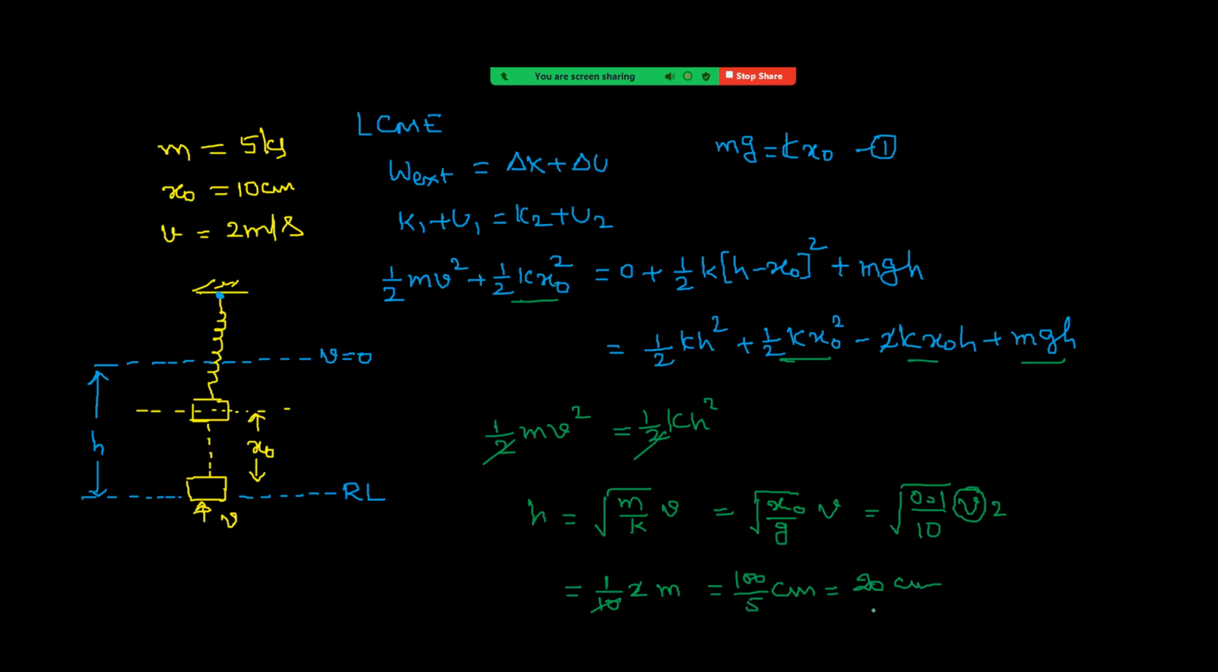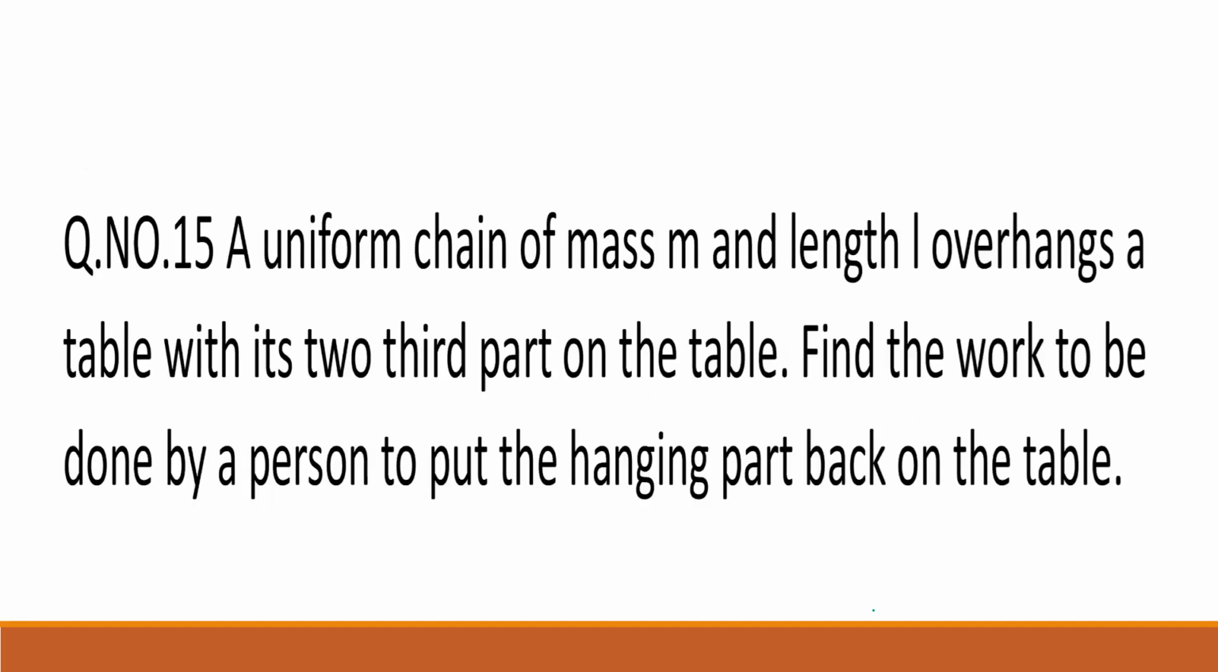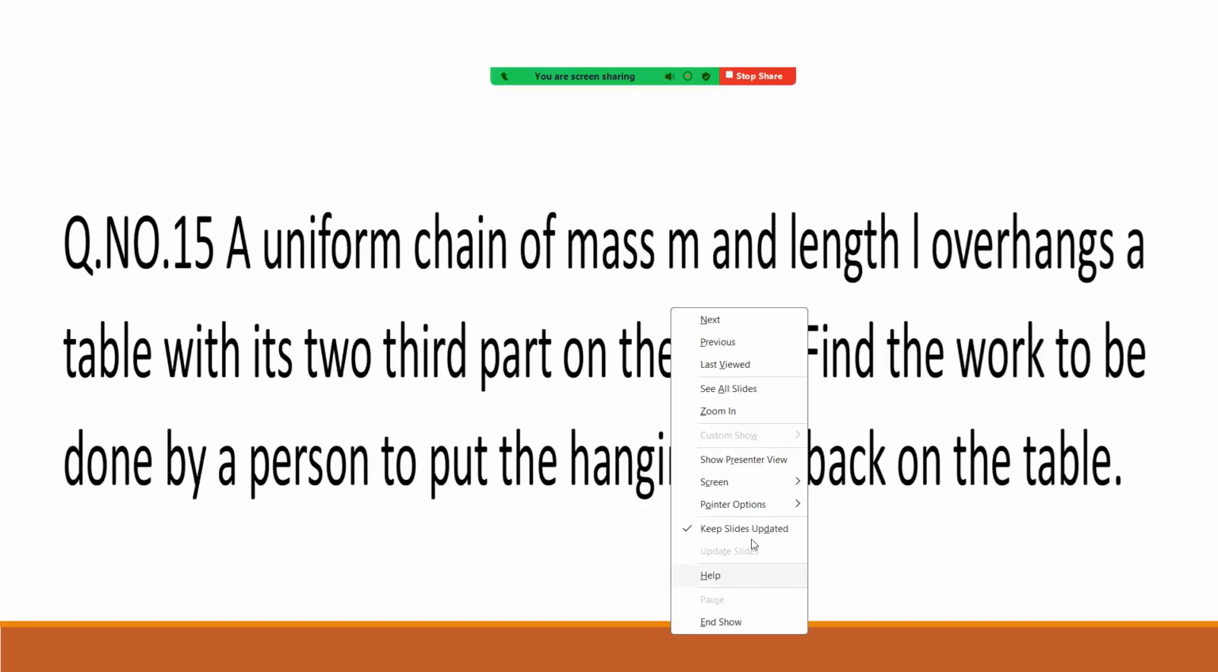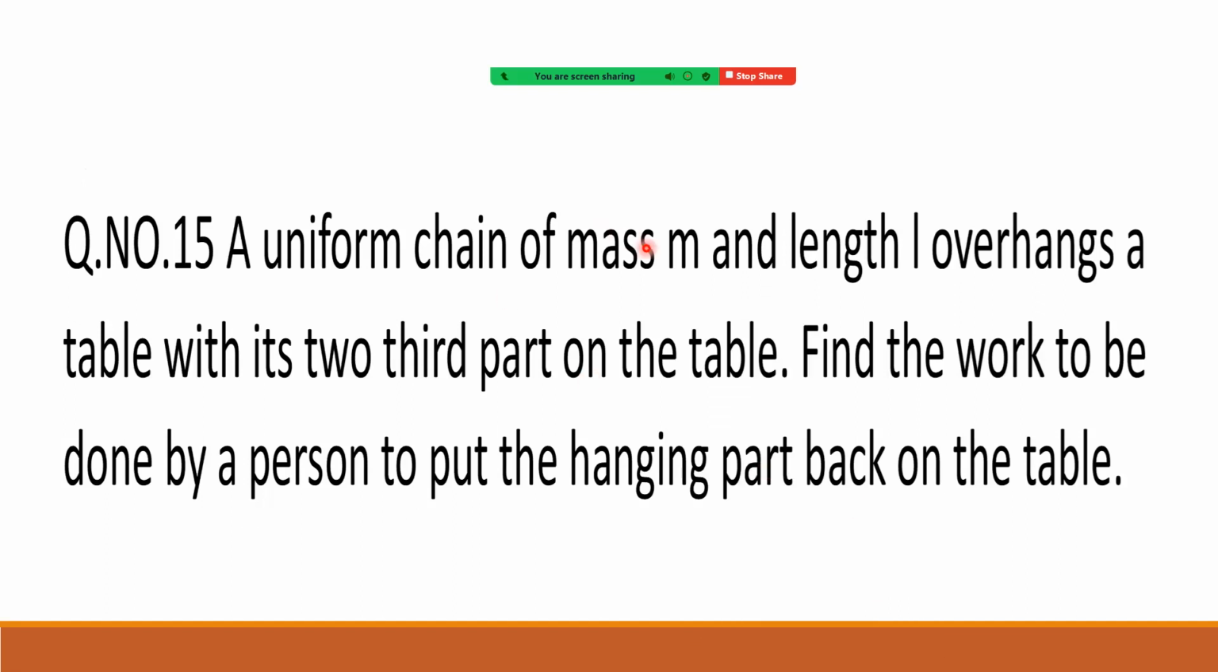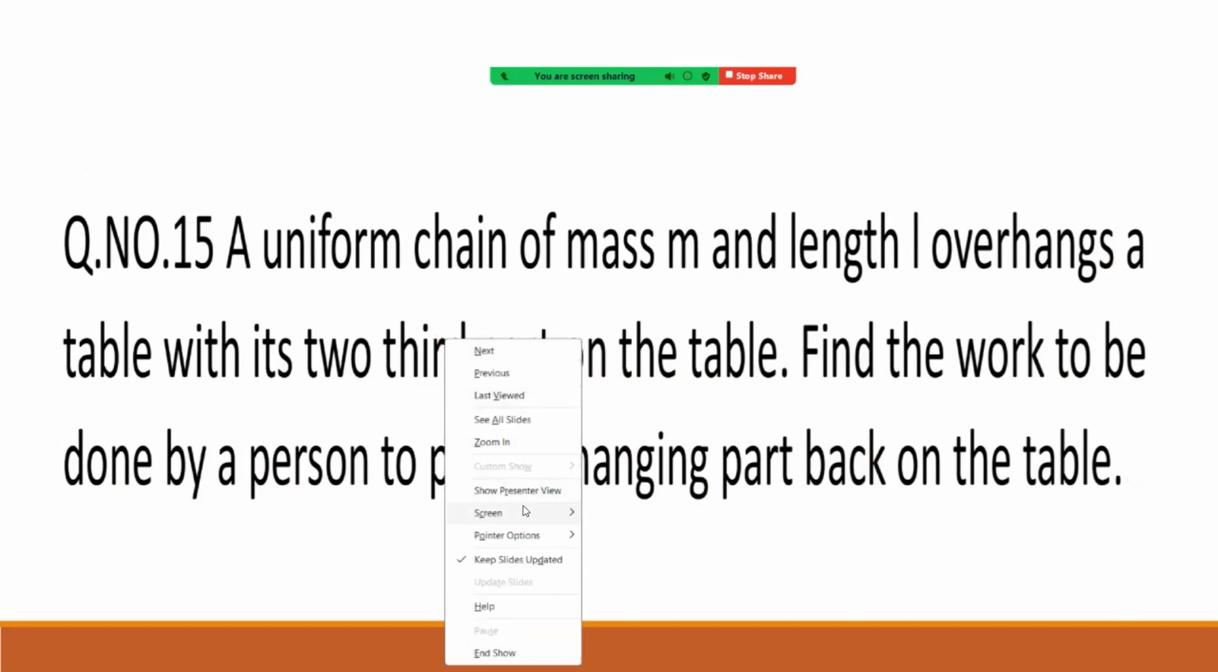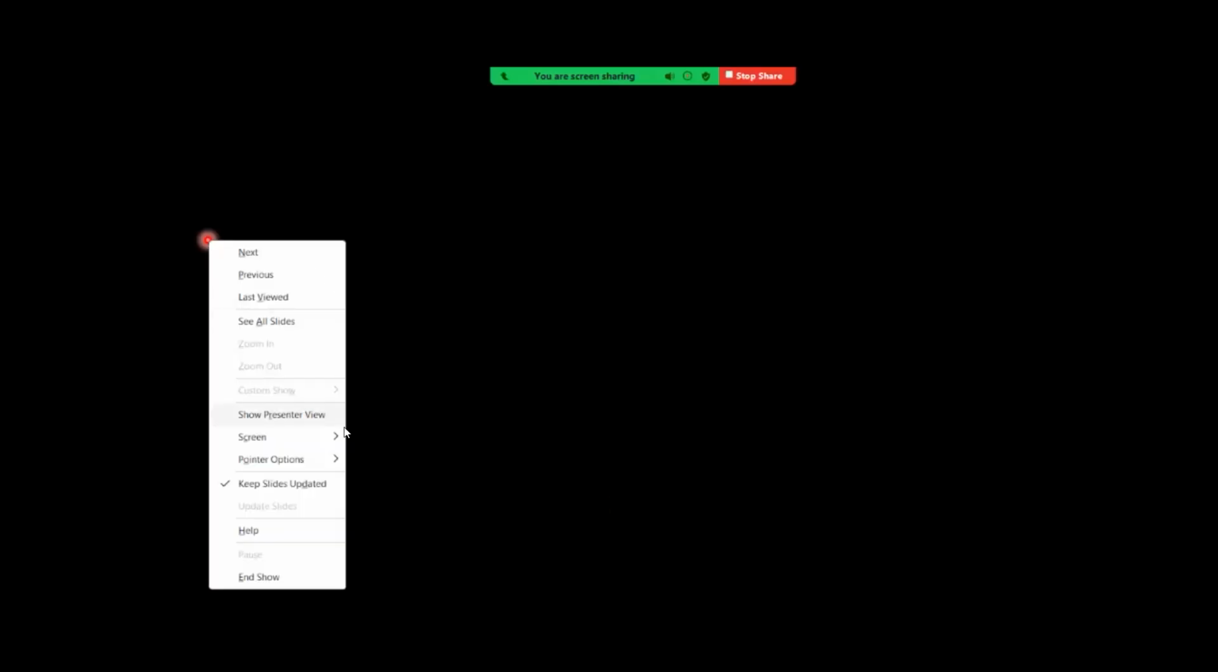Okay. See next one. A uniform chain of mass m and length l overhangs a table with its two-third part on the table. Find the work to be done by a person to put the hanging part back on the table. So place that hanging part back on the table. How much work is done? Right. See carefully.